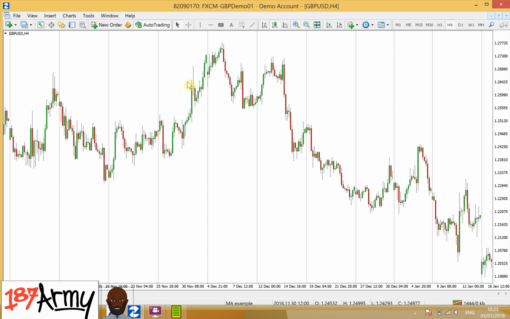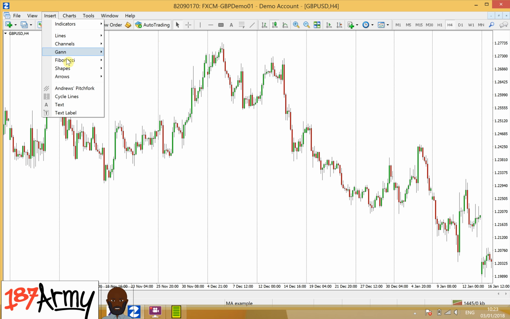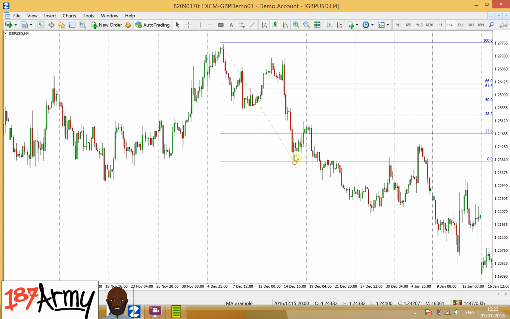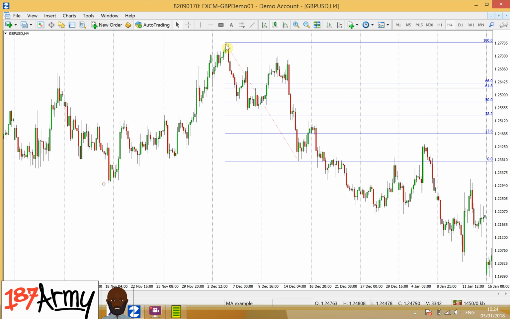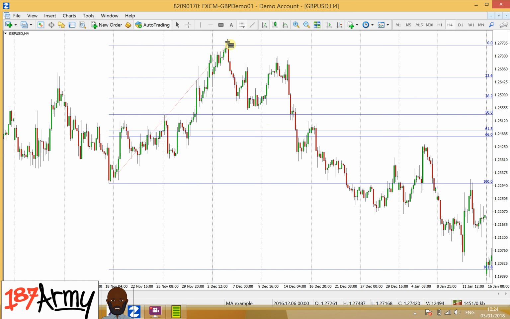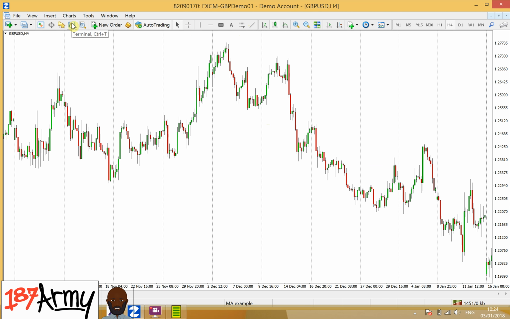And when you're in a downtrend, to draw Fibonacci, you click on insert Fibonacci retracement, and you draw Fibonacci from a high to a low. So uptrend is from a low to a high, and downtrend is from a high to a low. Or you can click on your Fibonacci icon here and use the Fibonacci there, rather than pressing insert. But as a quick video, I hope it helped.